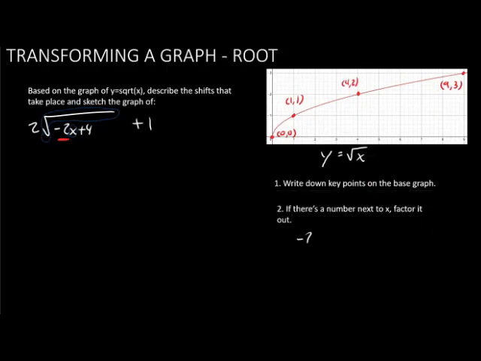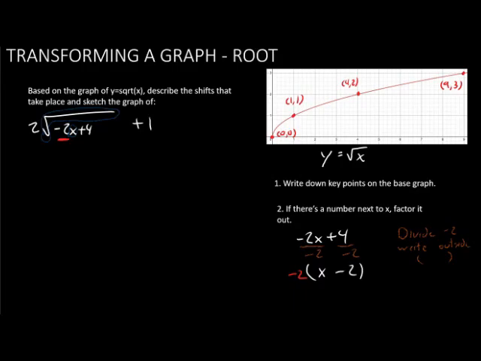Inside of the root, we have negative 2x plus 4. If we intend to factor out negative 2, we will divide both terms by negative 2. Then we'll write that negative 2 outside of a new parentheses. We'll begin by writing that new negative 2 and writing our parentheses, and then we'll carry out the divisions. Negative 2x divided by negative 2 will give us x, and 4 divided by negative 2 will give us minus 2.